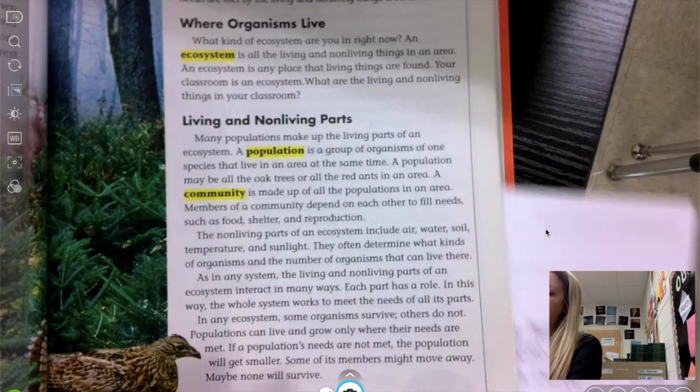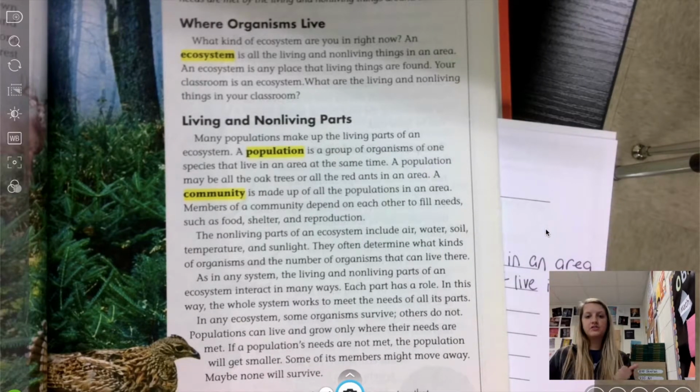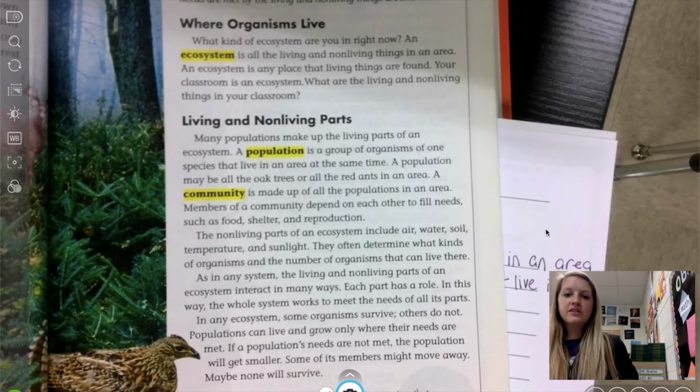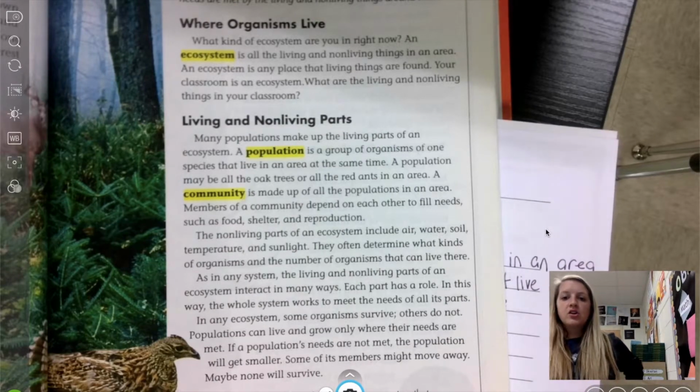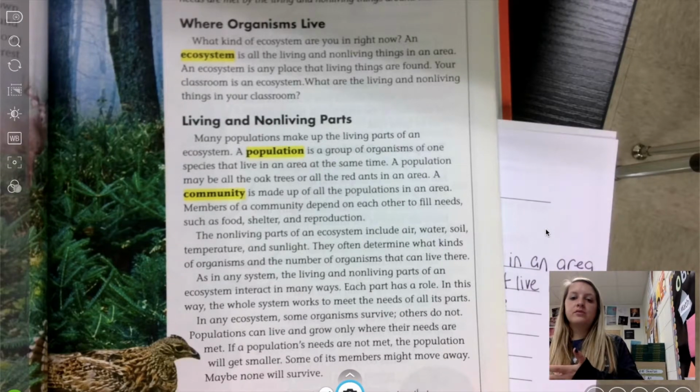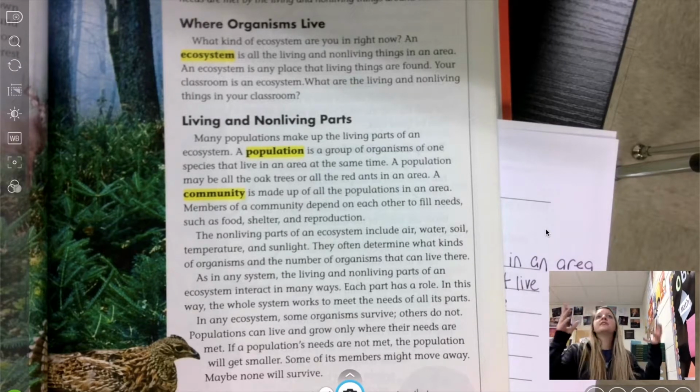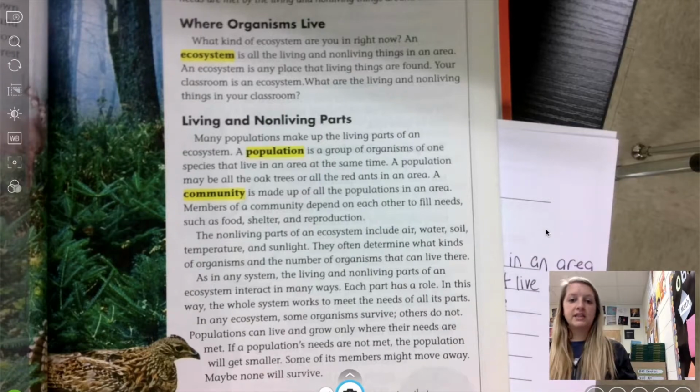Members of a community depend on each other to fill needs, such as food, shelter, and reproduction. So if you think about around school, those squirrels, the birds, the trees, they all depend on one another to fill each other's needs. The non-living parts of an ecosystem include air, water, soil, temperature, and sunlight. They often determine what kinds of organisms and the number of organisms that can live there. So if there's only so much food, there's not going to be a bunch of animals that can live there. There's a limited amount of things there.